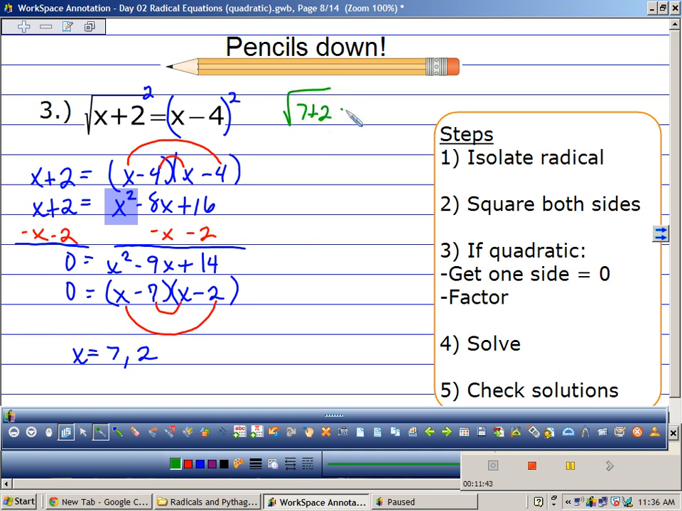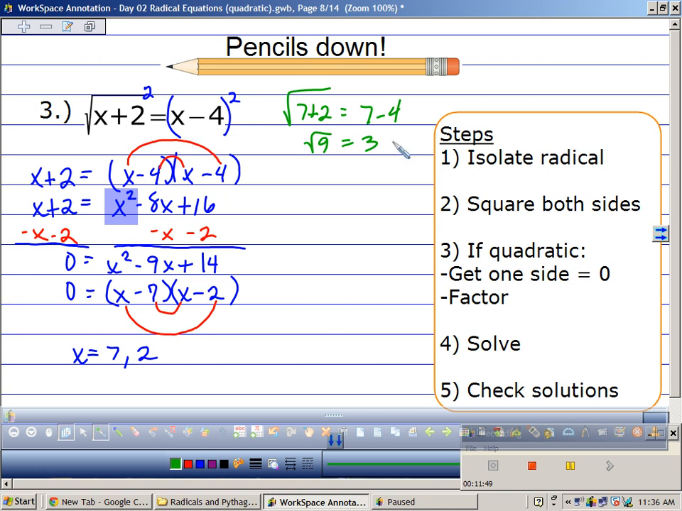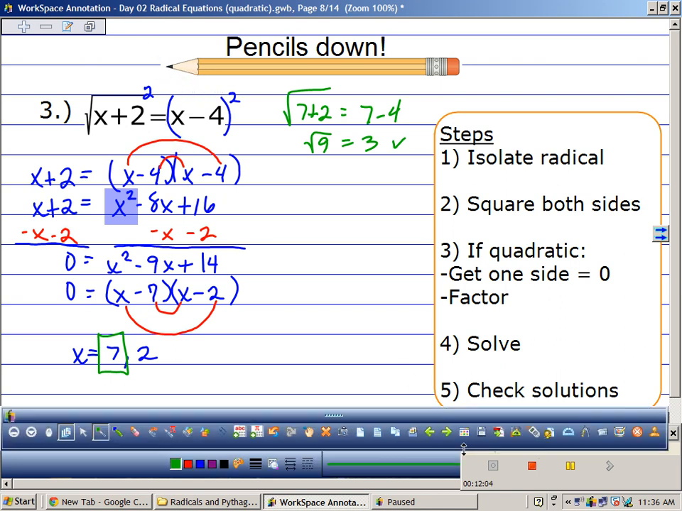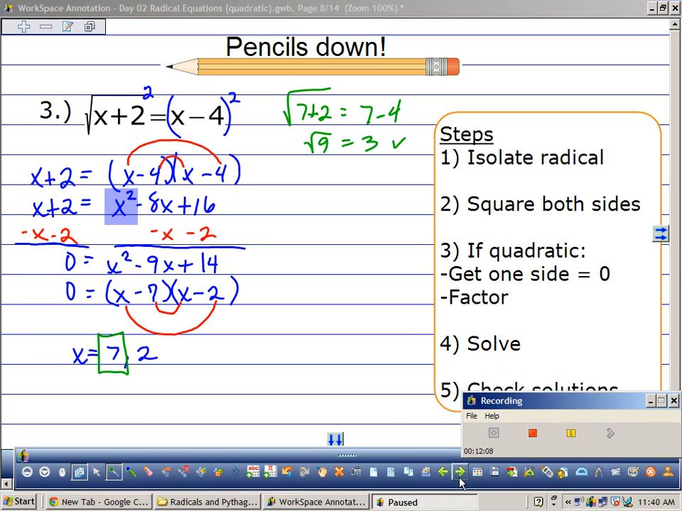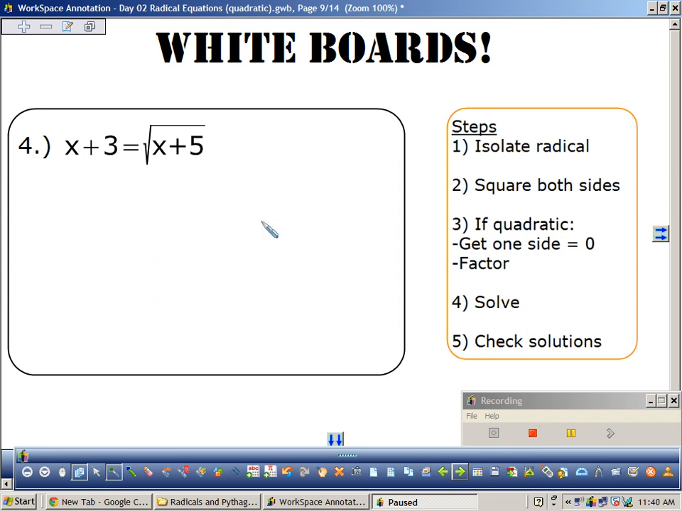7 plus 2 equals 7 minus 4. Does root 9 equal 3? Yep, there's our answer. Did you guys see that, too? If I were to plug 2 in there, it would be 2 minus 4, and that would make this a negative 2 over here, and we can't have this side be negative. Remember that? Make sense? Okay. Make sure you write that down. All right, let's do one more, and then we'll start homework. So you guys do this one.